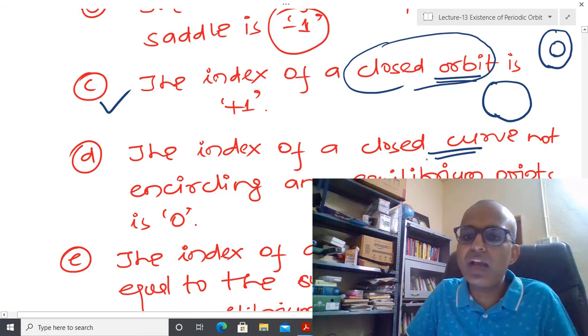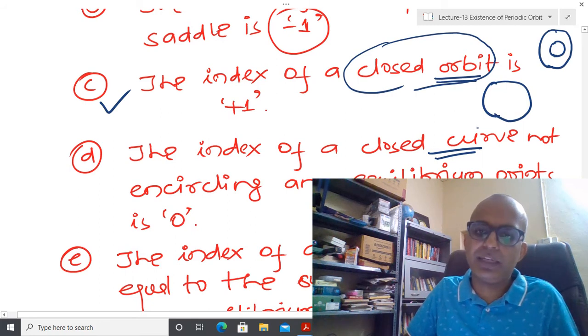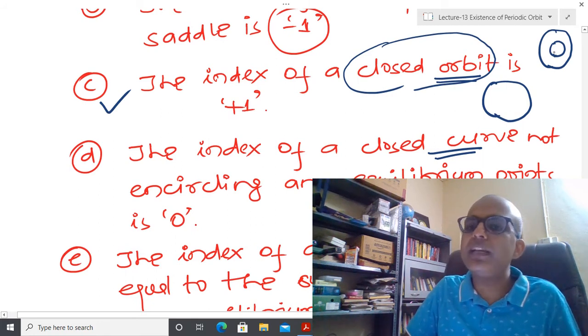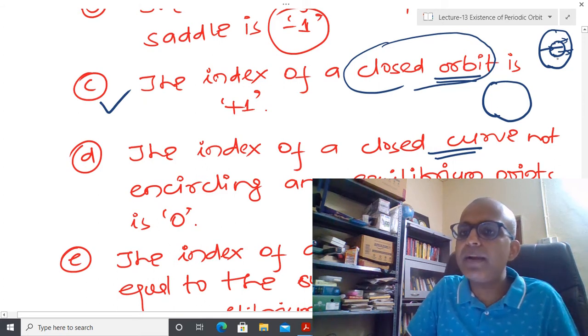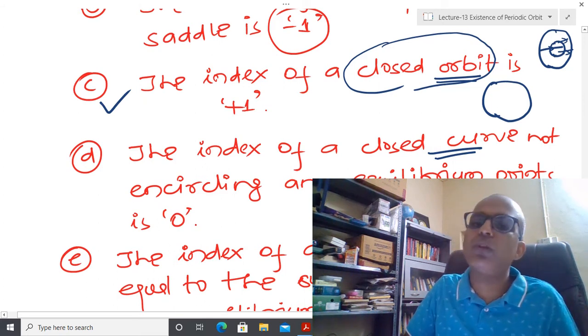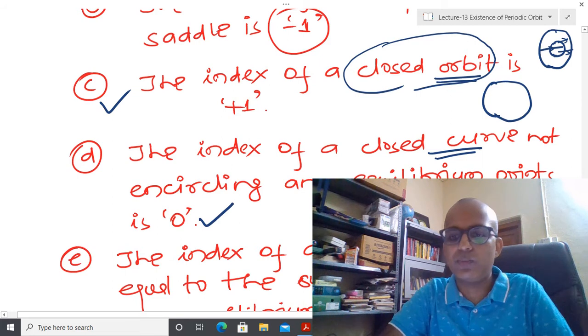So what happens if you have a closed curve? In a closed curve, if there is a vector field, then all the vector field is traveling in one direction only. If something is traveling in one direction only, it cannot rotate. My vector field does not rotate and come back to the one point, and due to that reason the encirclement is equal to 0. Okay, so please check this particular point.